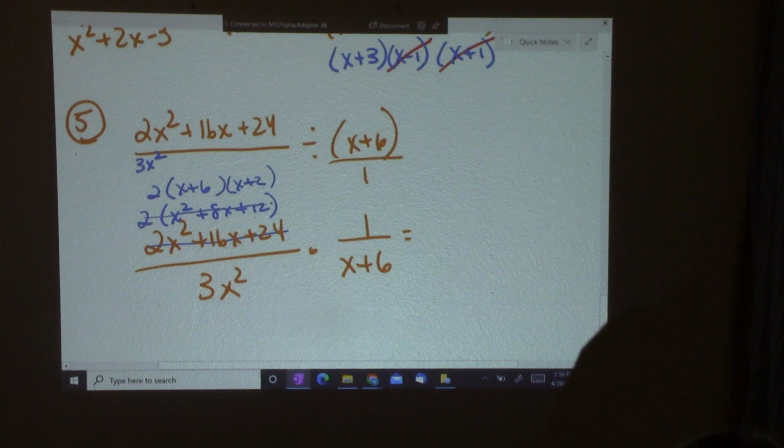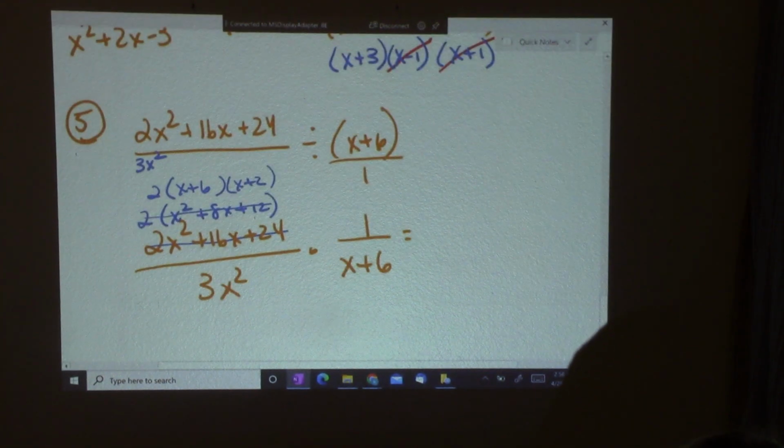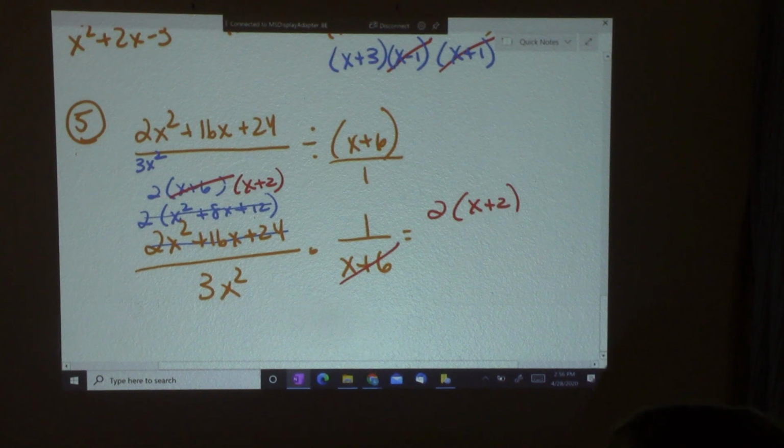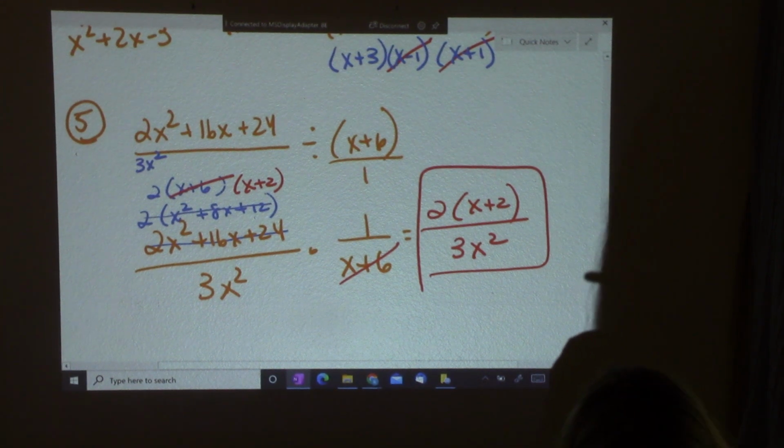So I no longer need this. And what can I cancel? Well, not very much, but I'll take what I can get. So I can cancel this here and this here. And then the 2 and the 3, they don't cancel. So I just get, oh, whoops, I crossed out the wrong one. Don't do that. Okay, so I've got 2 times x plus 2 over 3x squared. And that's okay. I can have that for an answer.